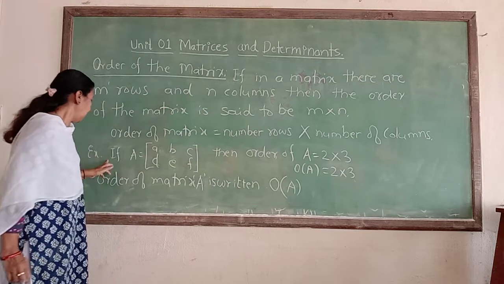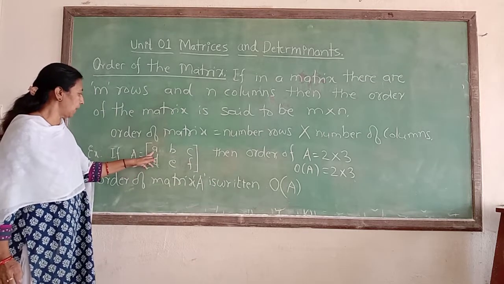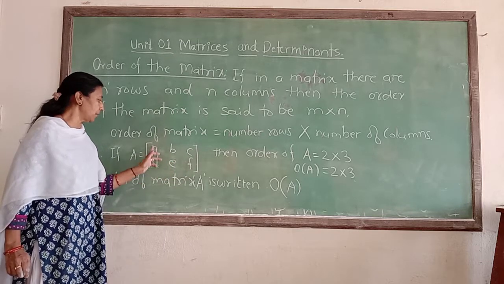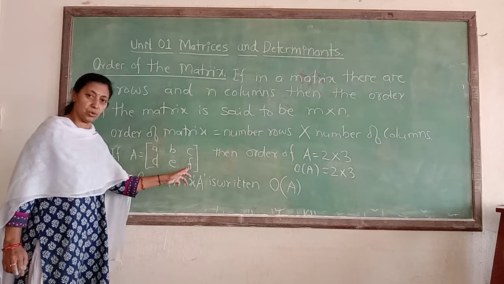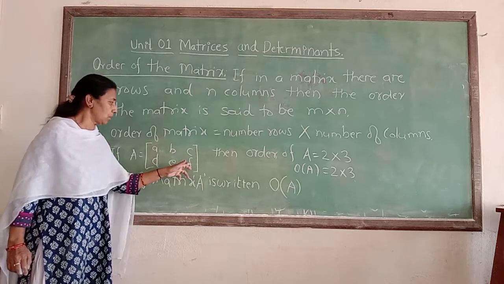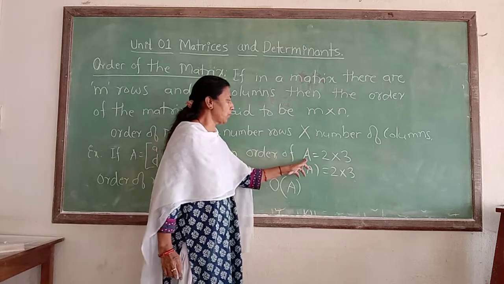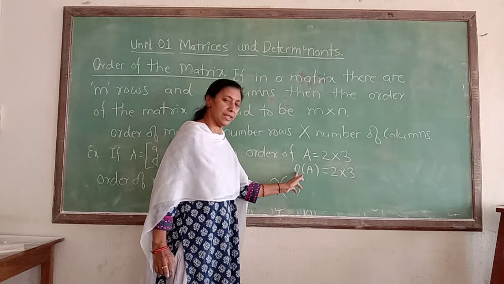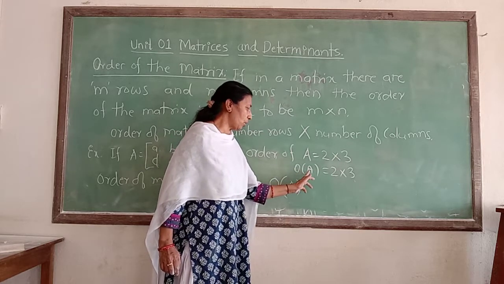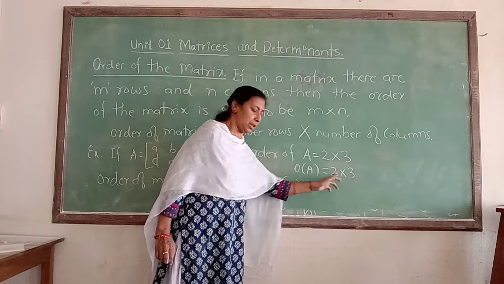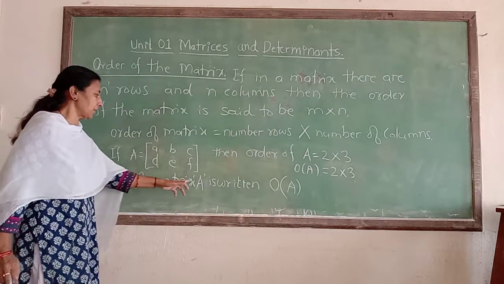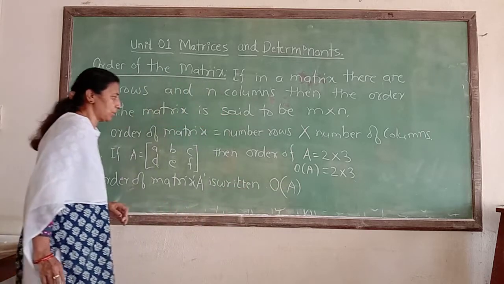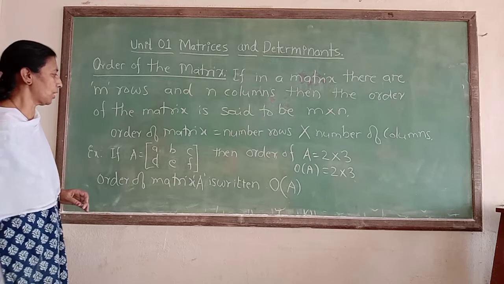Example: if A is a matrix with entries A, B, C, D, E, F, in which there are 2 rows and 3 columns, then the order of the matrix A is equal to 2 cross 3, or 2 by 3 we say. In short we write it as OA, where O is the order of the matrix A, equal to 2 cross 3. So this is how we have to understand the order of the matrix. Let us take more examples on this.